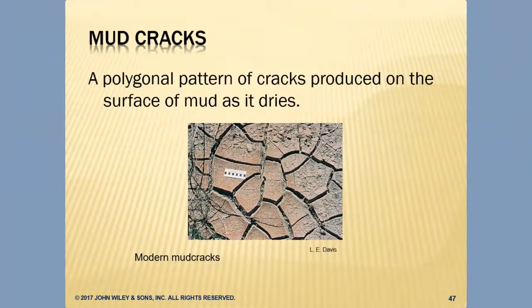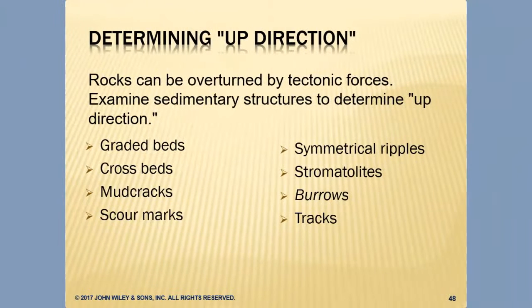This sedimentary structure should be familiar to you. They're mud cracks, and not only can we see them in the present, but we can also see them in the past. Oftentimes, you can use sedimentary structures to determine which way is up. We did this in our lab. You can look at graded beds, cross beds, mud cracks, scour marks, symmetrical ripples, stromatolites, burrows, and even other trace fossils such as tracks. I bet you never knew how interesting and how much information sedimentary rocks can have.